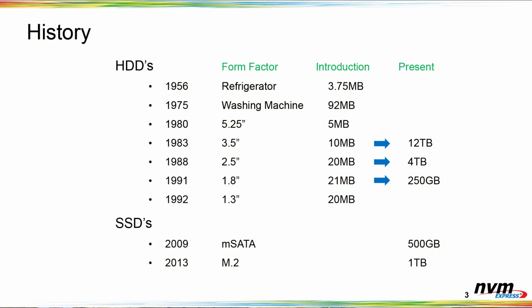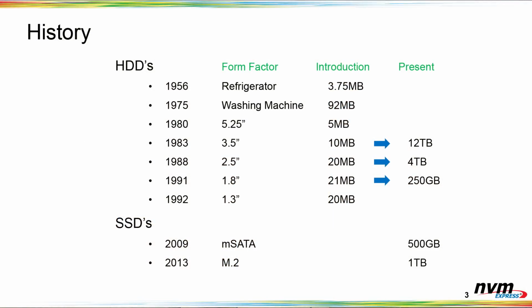Okay, so if you go look at the history of form factors, storage goes back to 1956, when they came out with the refrigerator. These were actually drums that encoded data on big magnetic drums. From there, in 1975, they came out basically with 14-inch discs that were the size of a washing machine. I'm not sure if many of you remember those, but they were really interesting, and they packed a walloping 92 megabytes. So in 1980, the 5¼ inch drive came out, and it started at 5 megabytes.